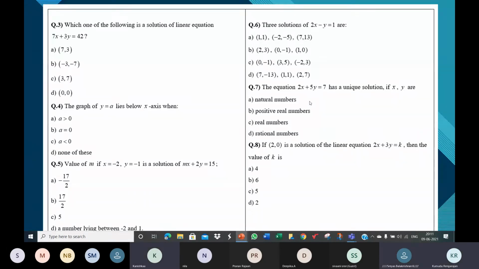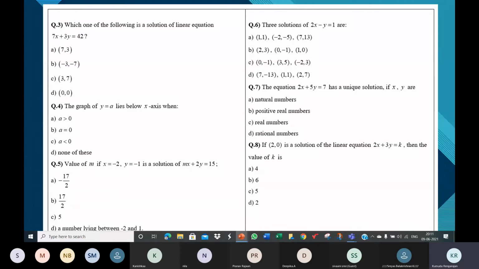Ma'am, I think 7, answer D, ma'am. 7D. Yes, D, ma'am. 7D, ma'am. Rational numbers. 7D, is it? Okay. Yes, ma'am. Rational numbers. Ma'am, and 8 is A. Yeah, just a minute. We'll finish the 7th one.